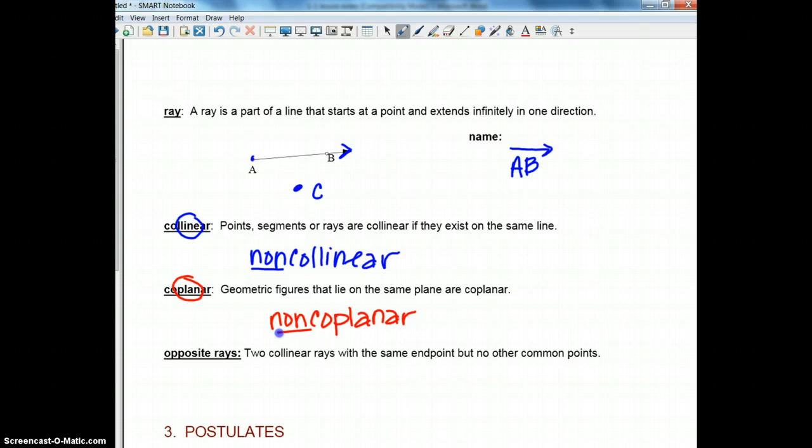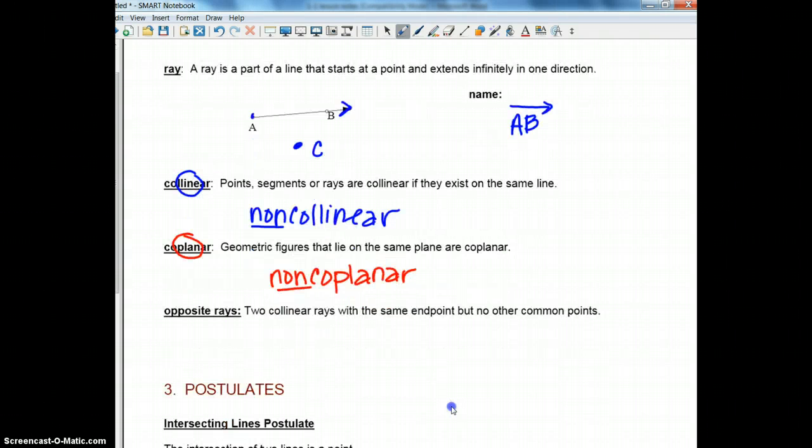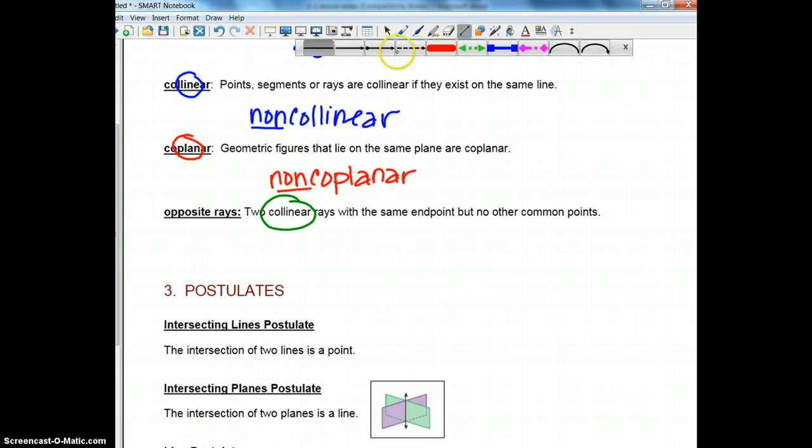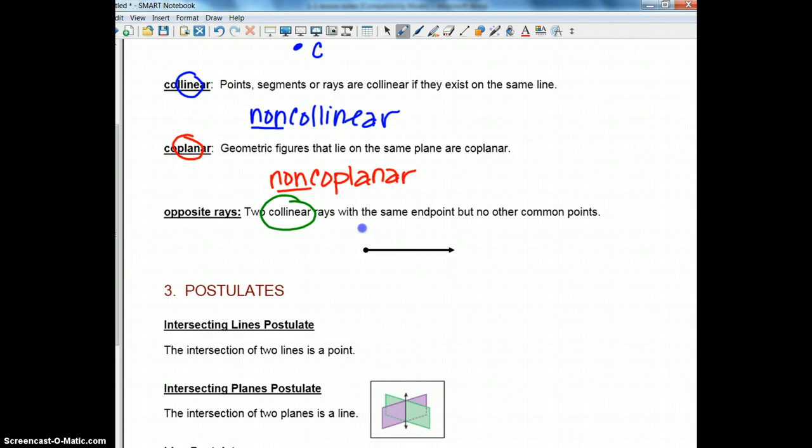Opposite rays are two collinear rays with the same endpoint, but no other common points. So you'll notice that we have the word collinear here. Collinear means that we actually form a line. So I'm going to draw a ray going in one direction. We'll have it start at point A here and go through point B. But in order for them to be opposite rays, I will use that same endpoint A, but travel in the exact opposite direction. And when I travel in the exact opposite direction, I actually have a line that forms.